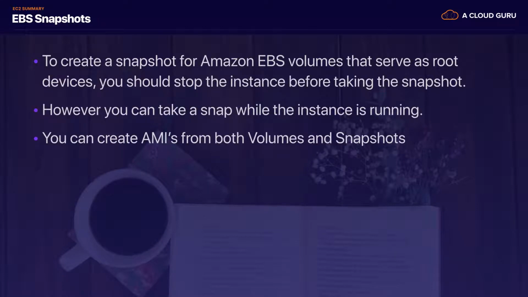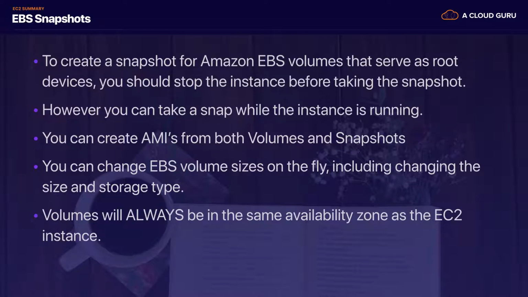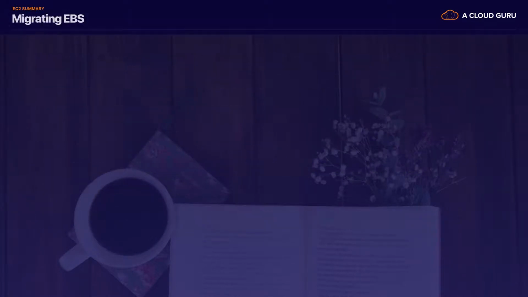And you can create AMIs from both volumes and snapshots. And you can actually change EBS volume sizes on the fly, including changing the size and the storage type. And volumes will always be in the same availability zone as the EC2 instance. So you cannot have an EC2 instance in one availability zone and then an EBS volume in another. Bear that in mind as well.